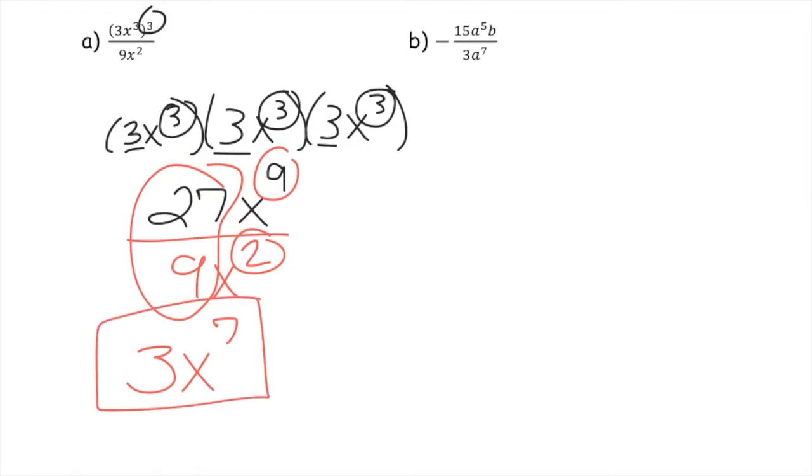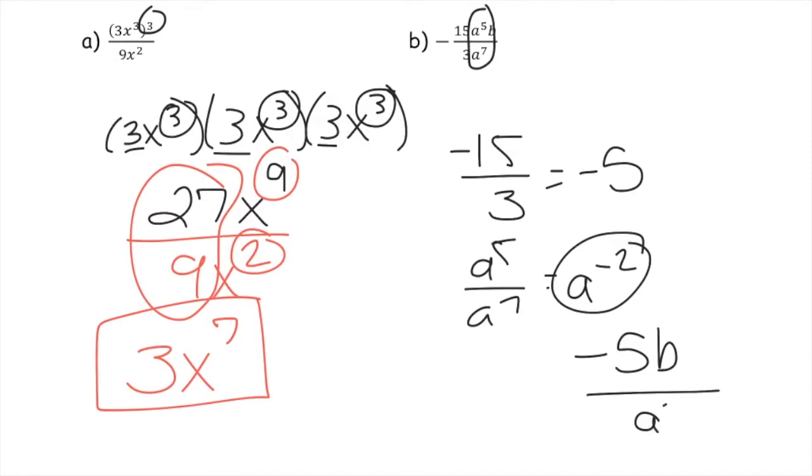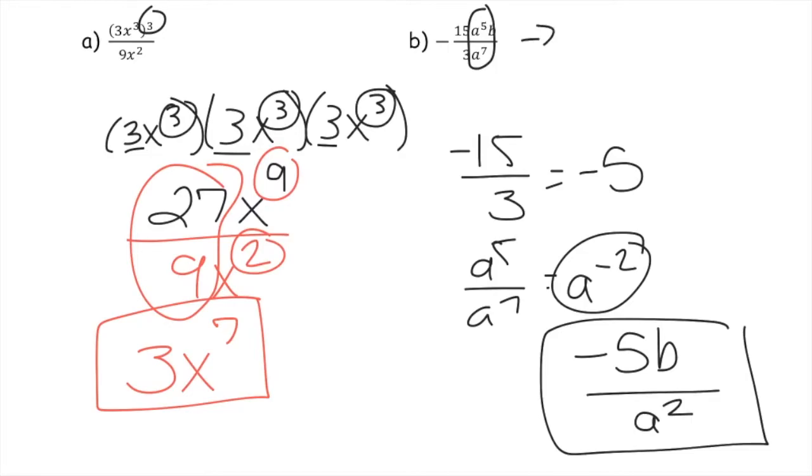Next up, we're going to do negative 15 divided by 3, and we get negative 5. Now we're going to subtract the exponents. A to the 5th over a to the 7th is a to the negative 2nd. And then b is just going to stay on the top. So I have negative 5b. Since this is negative, it goes in the bottom. So this should be your final answer. Now you could even write it like this, negative 5, a to the negative 2nd b. But then since this has a negative exponent attached to it, it has to go to the bottom. So that's the answer.